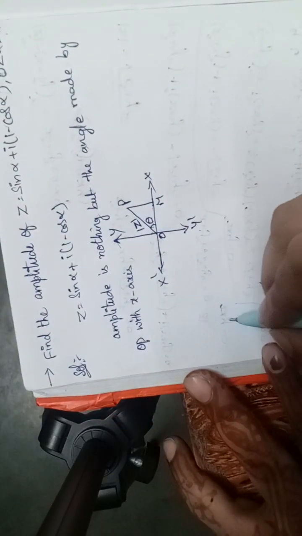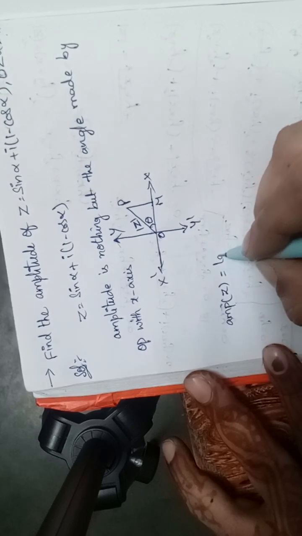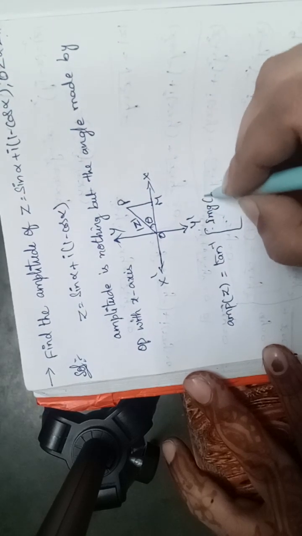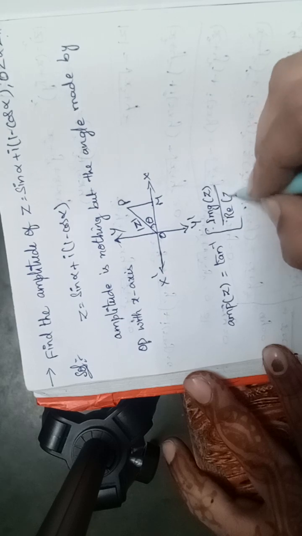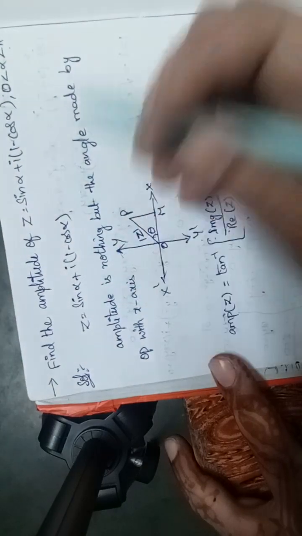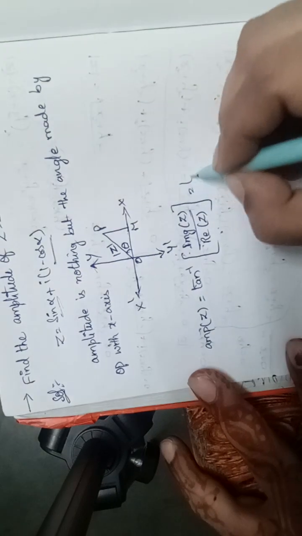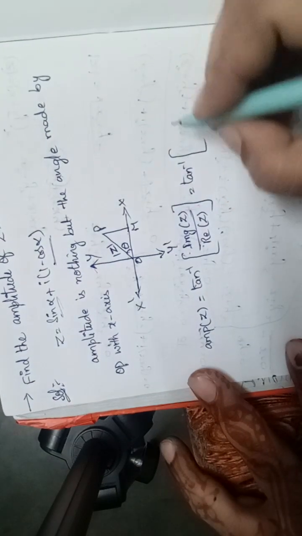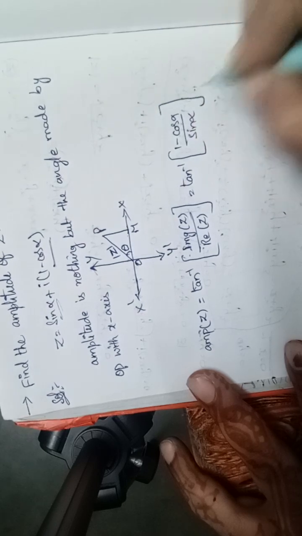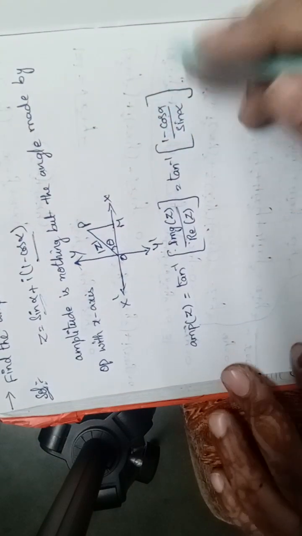What is the formula for that? How to denote AMP of z? Amplitude of z equals tan inverse of imaginary part of z by real part of z. In this, what is the imaginary part and what is the real part? This is imaginary and this is the real. So substituting that here, it equals tan inverse of (1 minus cos alpha) by sin alpha. Now we have to simplify this.